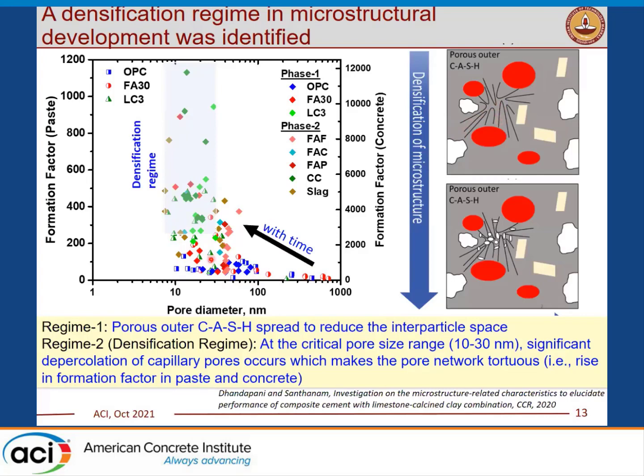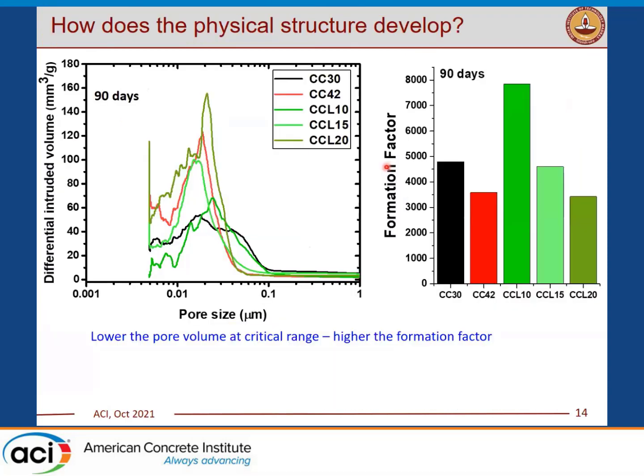And from there onwards, once it reaches a narrow range of 10 to 30 nanometers, significant depercolation occurs, which makes the pore network highly tortuous, leading to a major rise in formation factor in both paste and concrete systems. So why does it occur, and what are we missing in the MIP curve? It is the volume corresponding to the critical pores. If you compare binary and ternary systems with clay at 90 days, you have almost similar critical pore sizes, but the volume of pores corresponding to the critical size range varies. The one with the lowest volume of pores has the highest formation factor.